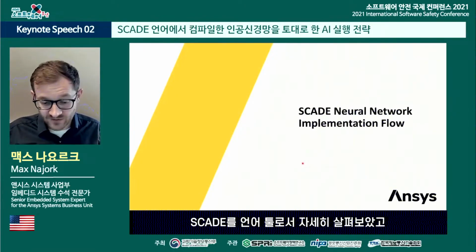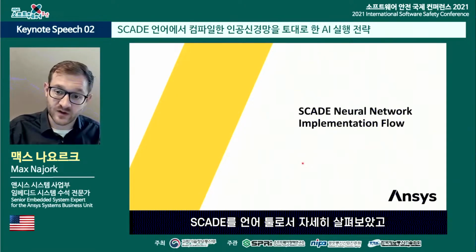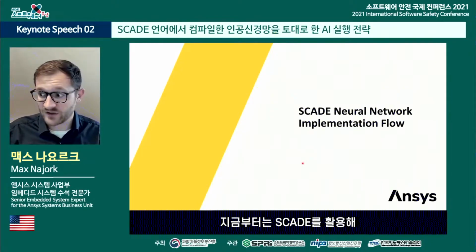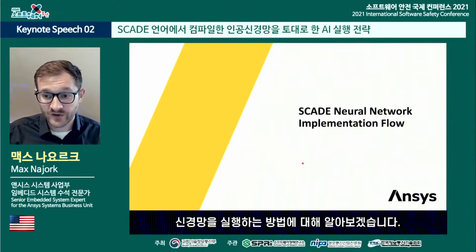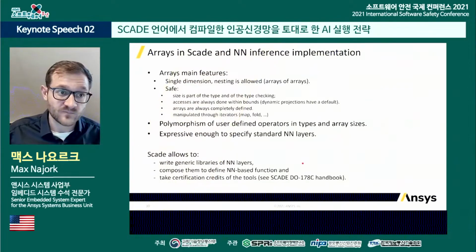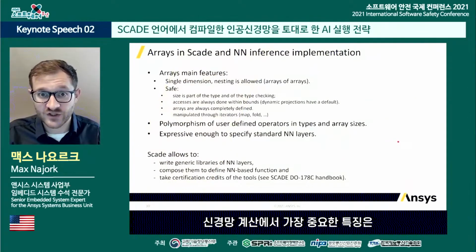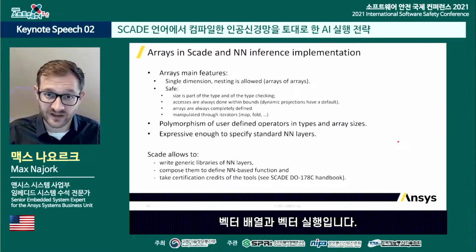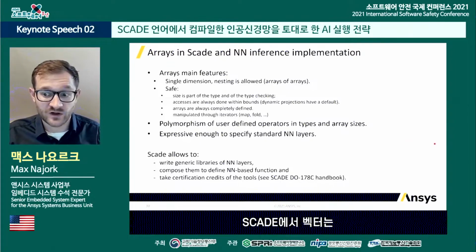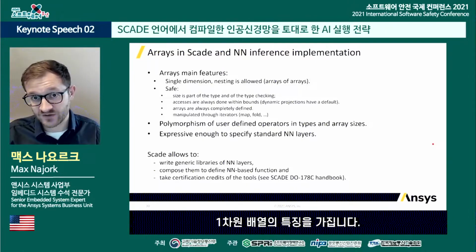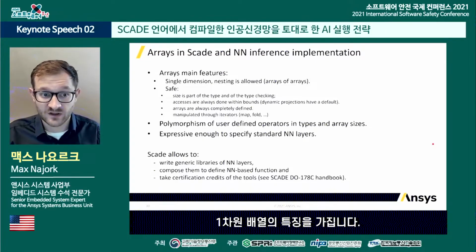Now, having taken a deeper look at Scade as a tool and as a language, we now want to see how we can use Scade in order to implement neural networks. The most important features for neural network computations are certainly arrays and vector operations. So if we talk about vectors in Scade, we mean arrays, and arrays by definition in the Scade language are one-dimensional features.